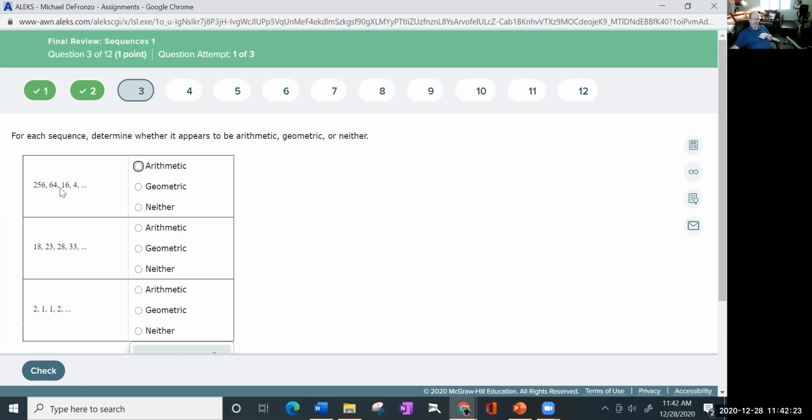Okay, so understand that. Here, 18, 23, 28, 33, it appears we're adding 5 each time. That makes that arithmetic. 2, 1, 1, 2, that would be neither adding or multiplying, so neither arithmetic nor geometric.